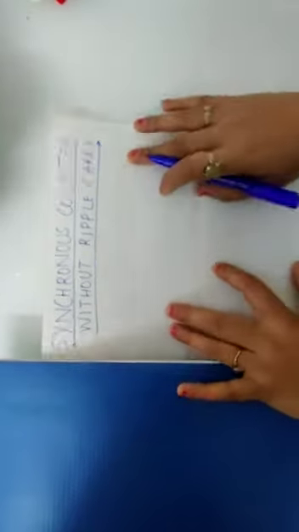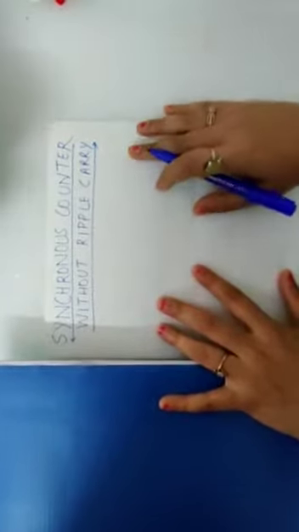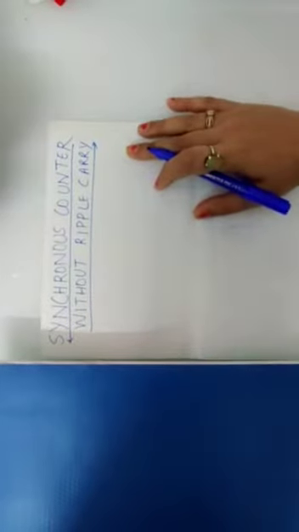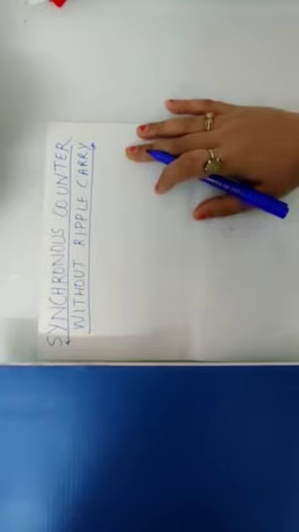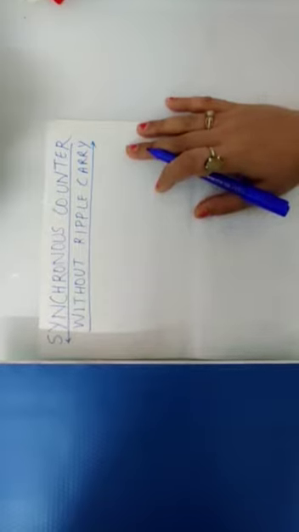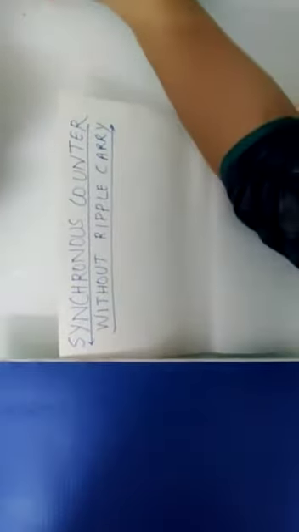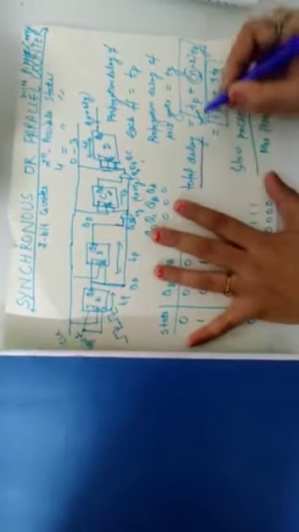So good evening all. In the earlier class we have seen the designing and the counting process of synchronous counter with ripple carry. One disadvantage of the ripple carry synchronous counter is that the speed is very slow, because, as we have seen in the last class, the propagation delay increases.